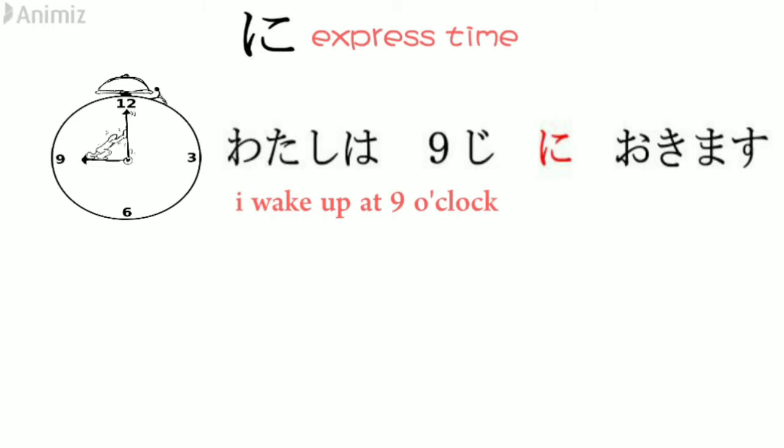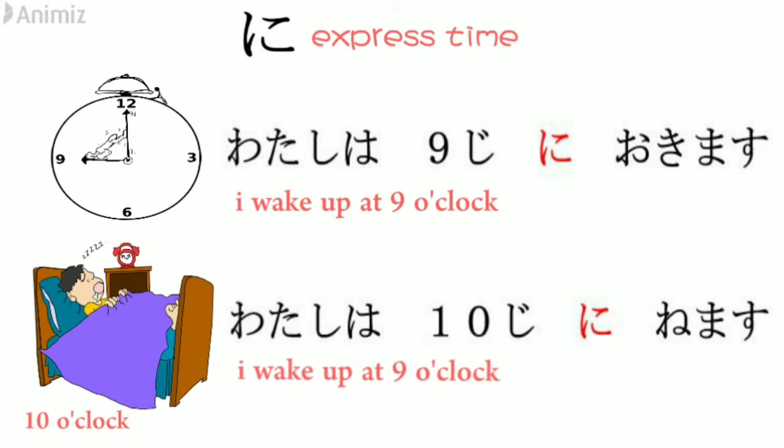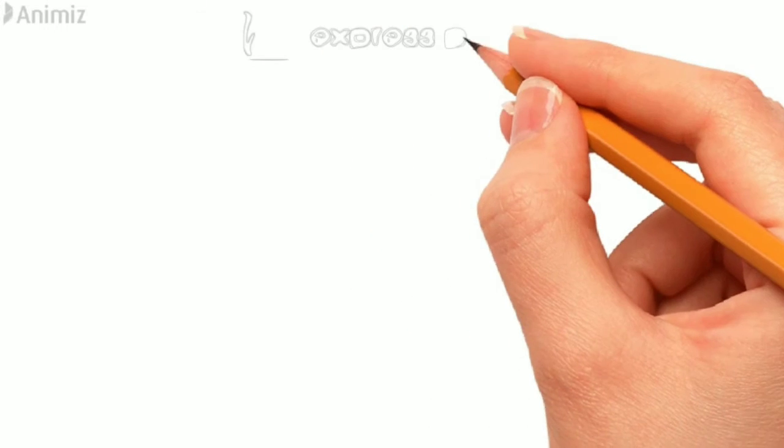Now let us say that you sleep at 10 o'clock at night. Using the particle ni, how do you say that at 10 p.m. you sleep? You can say watashi wa 10 ni nemasu. Nemasu means to sleep. So at 10 p.m. we sleep. By using the particle ni, we can show that at 10 p.m. an action, sleeping, is performed.